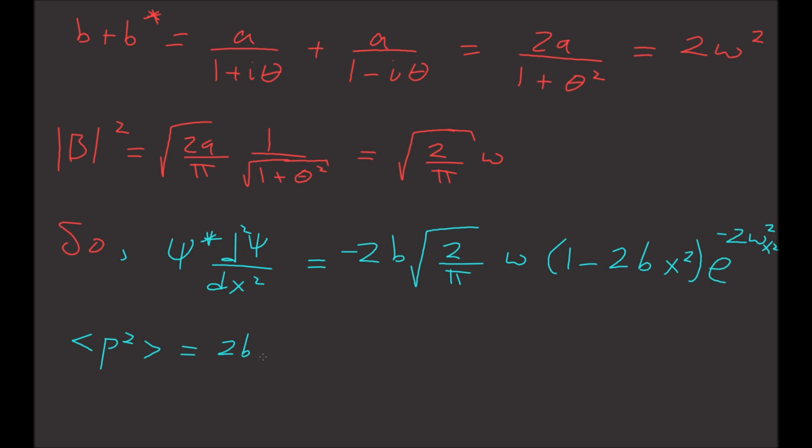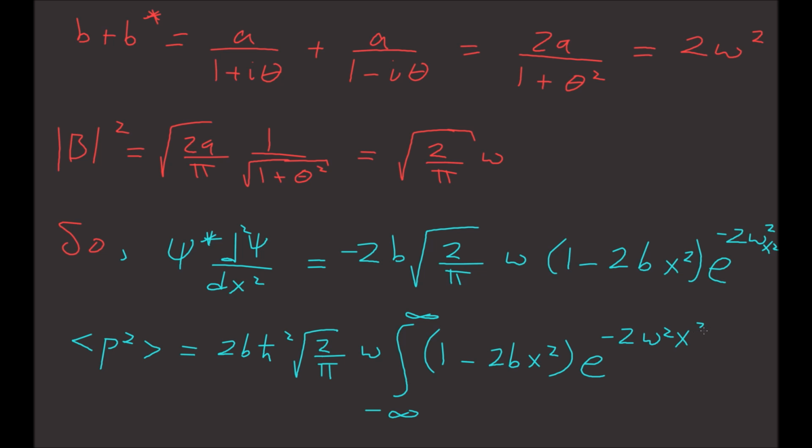2 times b times h bar squared times the square root of 2 divided by pi times omega times the integral from negative infinity to infinity of 1 minus 2b x squared times e to the minus 2 omega squared x squared dx. As you see, this is two integrals, right? So let's carry on a little bit further.